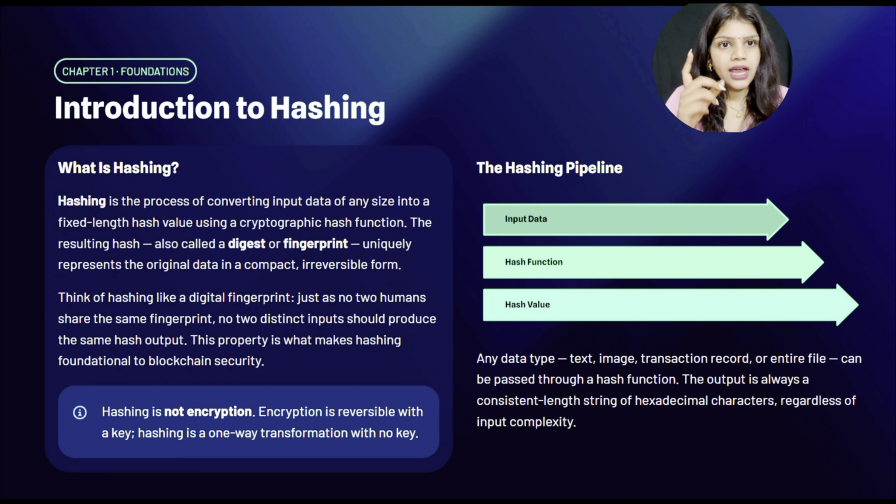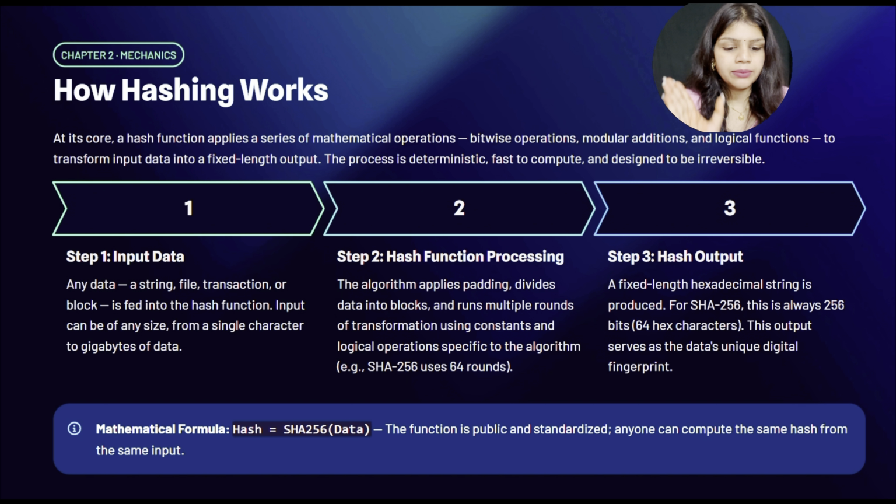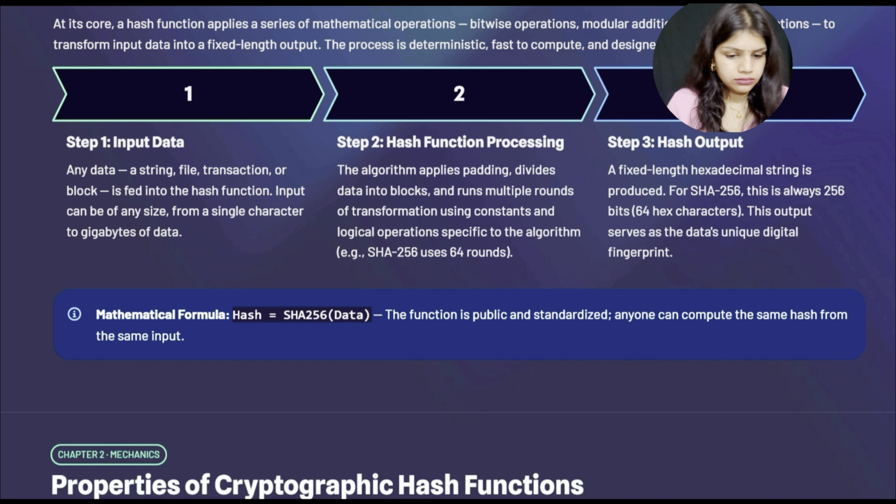Introduction to hashing: input data is given to the hash function, and the hash function produces the hash value. That is what hashing is, the process of converting input data into a hash value using a hash function. So what is a hash value? A hash value is a fixed length string. The length depends on the algorithm or hash function you are using. The hash value cannot be converted back into the input data; it is irreversible. How hashing works: input data, the hash function processes it, and then a hash value is produced.